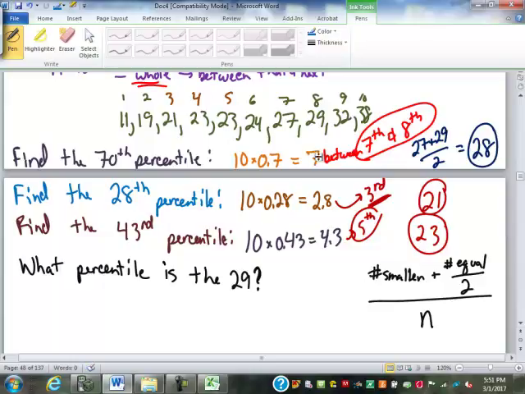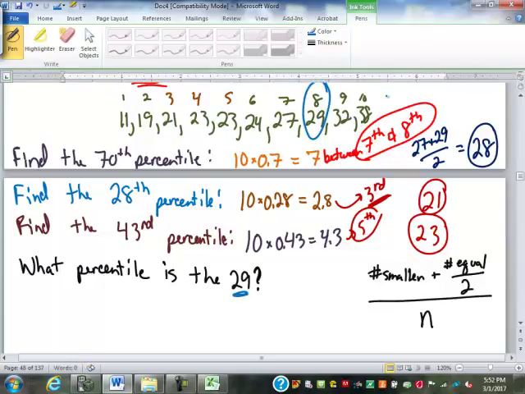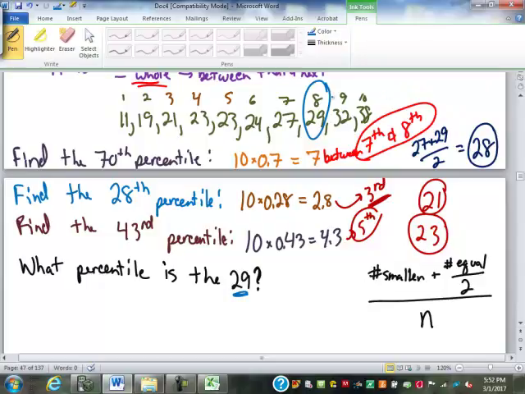So here, 29 is right there. How many numbers in this list are smaller than 29? Say 7. There we go. 1, 2, 3, 4, 5, 6, 7 are smaller, right? How many numbers in that list are equal to 29? 1. So that's going to be 1 divided by 2. Because the 2 is from the formula. How many total numbers are there in the list? What's n?